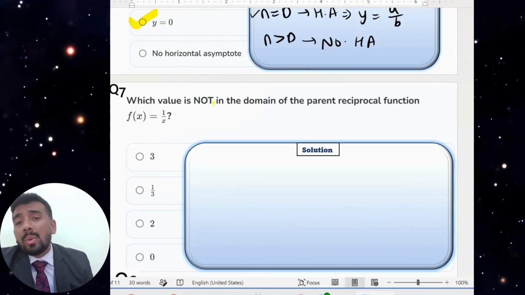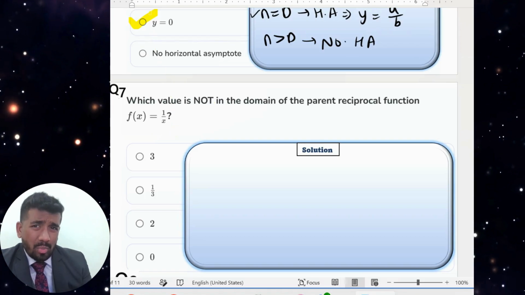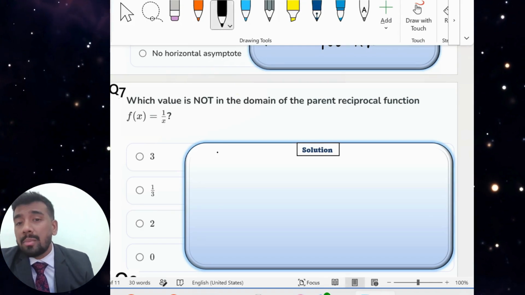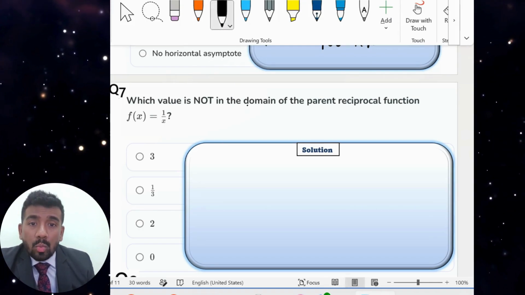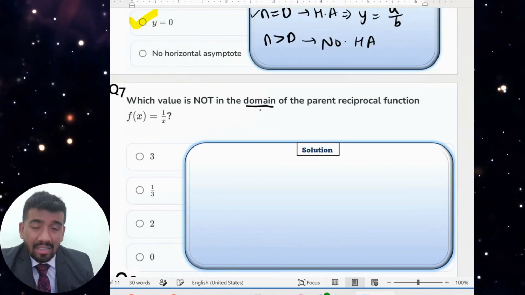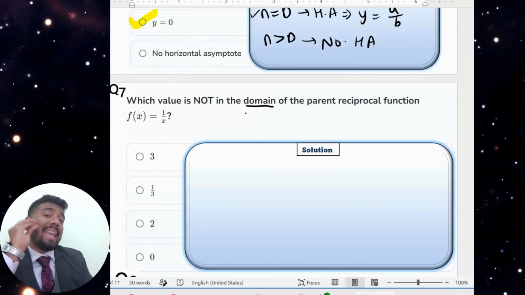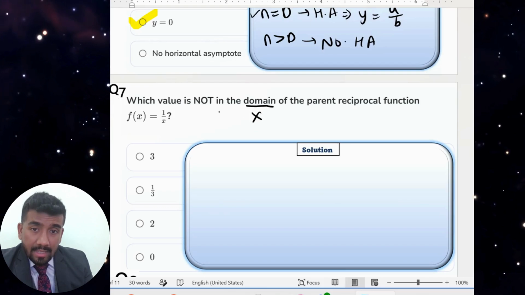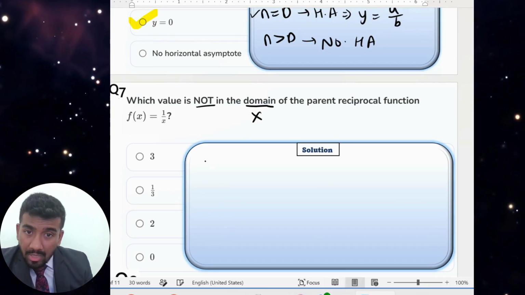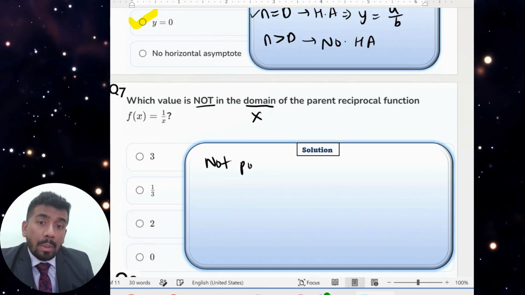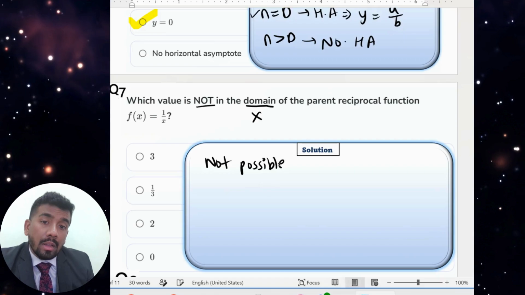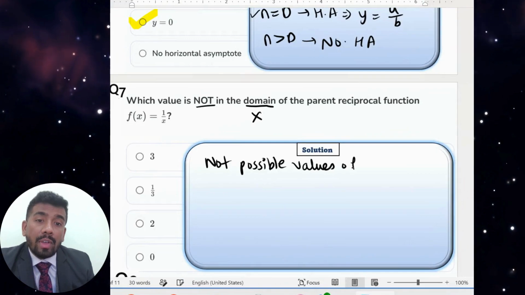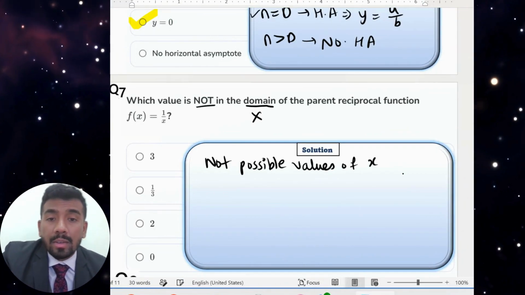So which value is not in the domain? How do you find the domain? Domain means what? Some value at which it is not possible. That is, what value of x. That's your domain. With domain we deal with x, and with range we deal with y. So domain is what values of x are not possible. Not possible values of x.